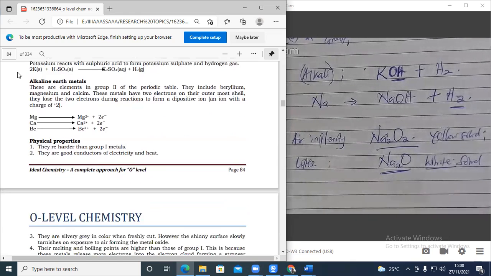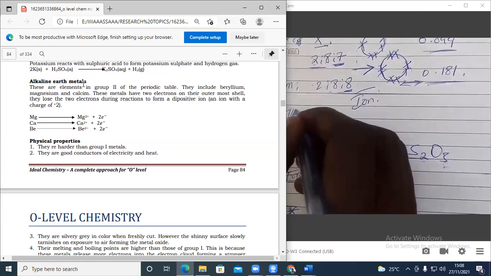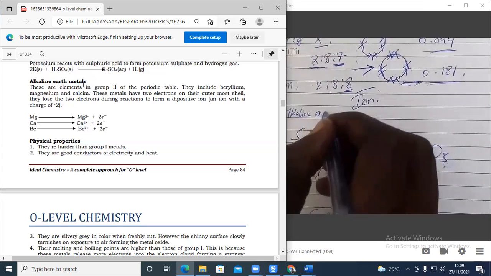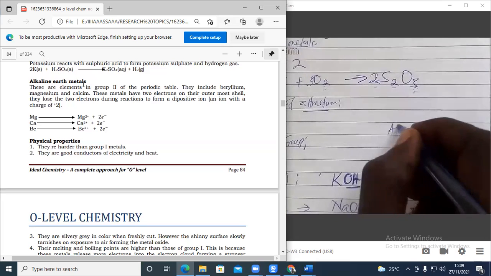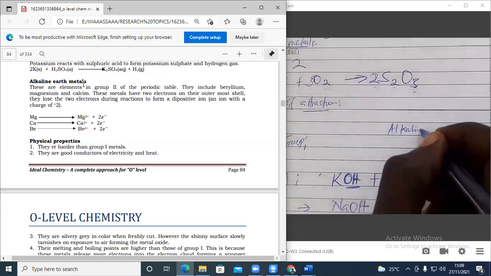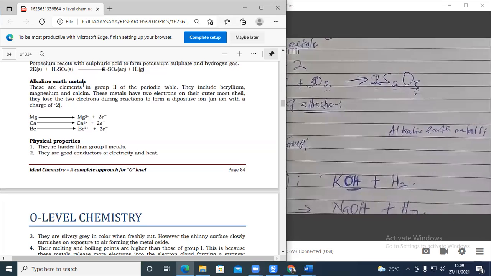Now, look at the alkaline earth metals. We have left group one. Group one are called alkali metals, isn't it? Yes. Group two are called alkaline earth metals. Now, let's compare the reactions of group one and group two. Here you see that these are elements in group two of the periodic table. They include beryllium, magnesium, calcium.